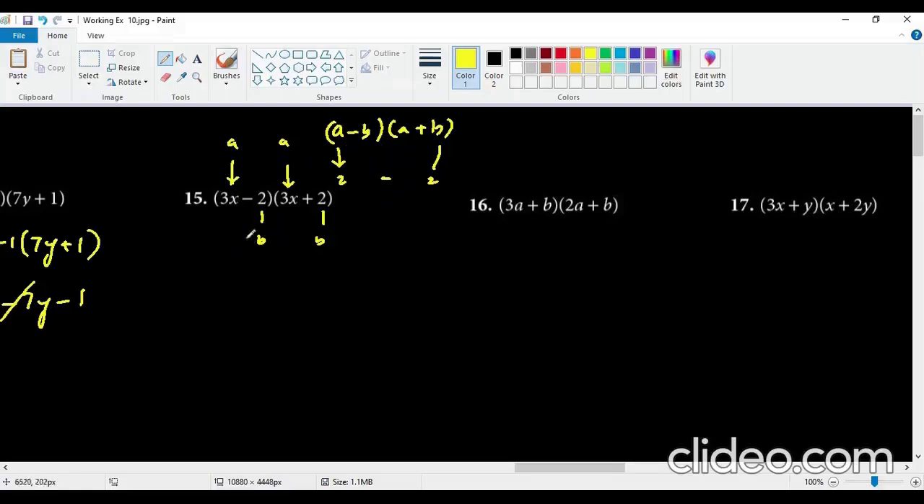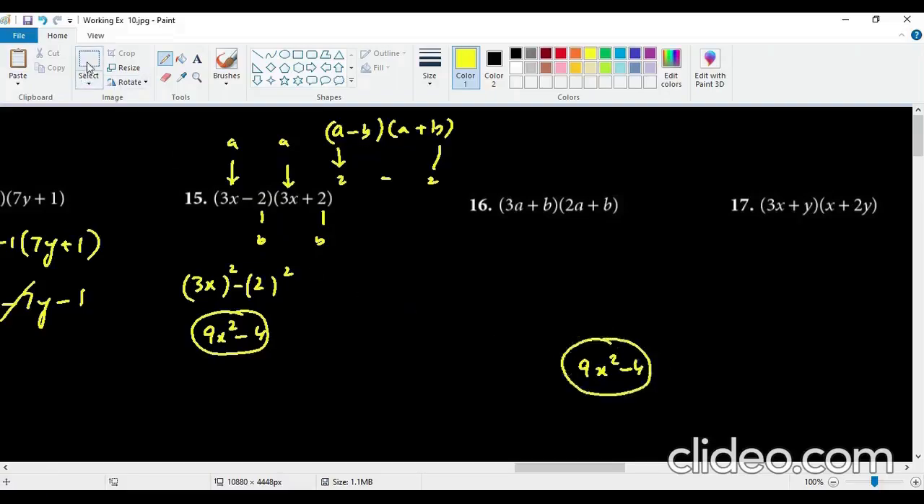Let me explain. In here, if I write 3x is a and 2 is b, so I square this guy and put a minus sign and square this guy. So final answer I'm predicting is 9x square minus 4. I keep this 9x square minus 4 this side, and I'm going to erase all this working from here and see what is the answer we are going to get.